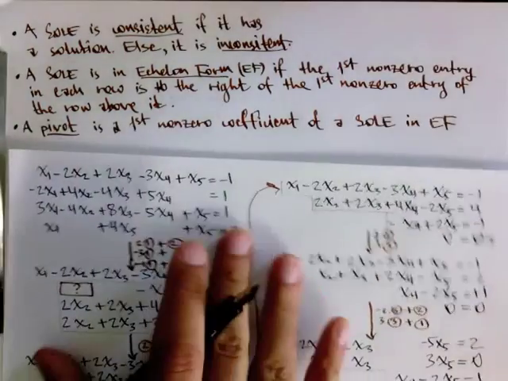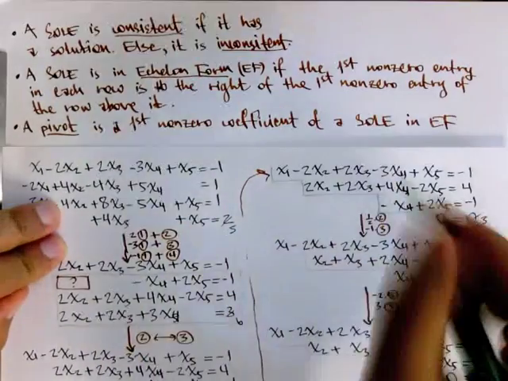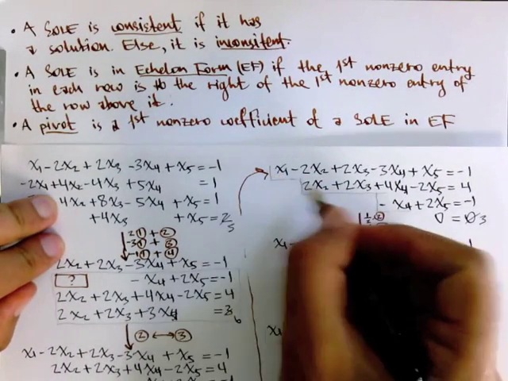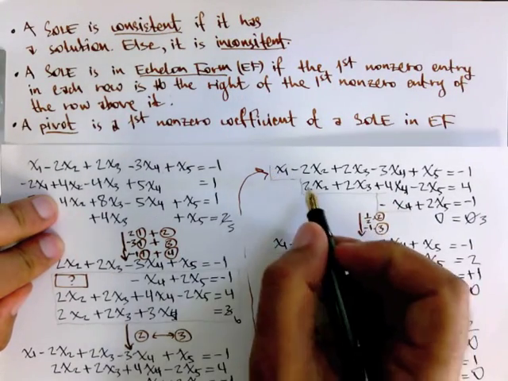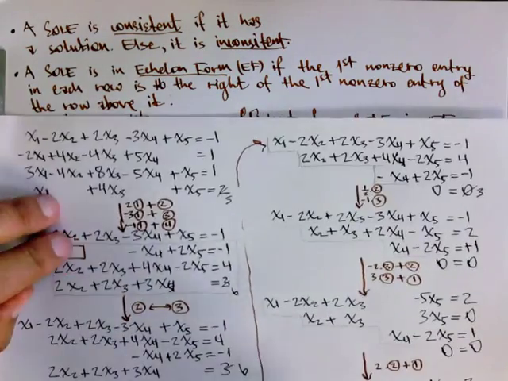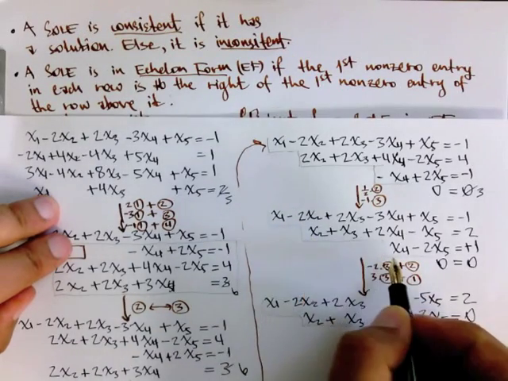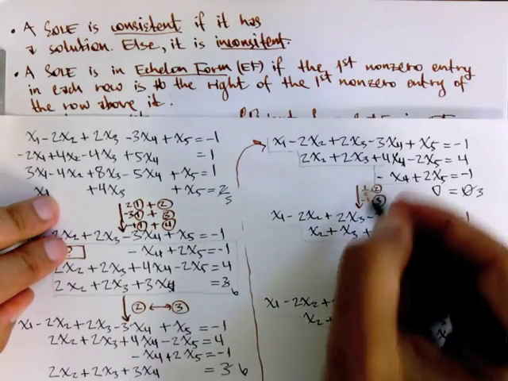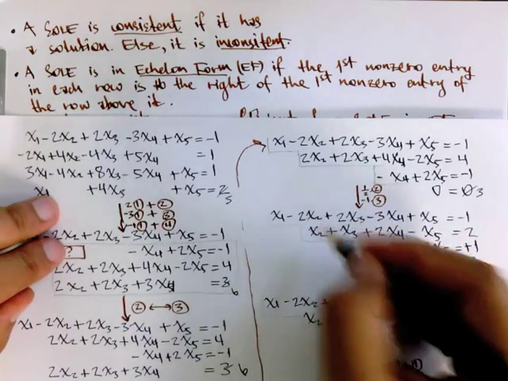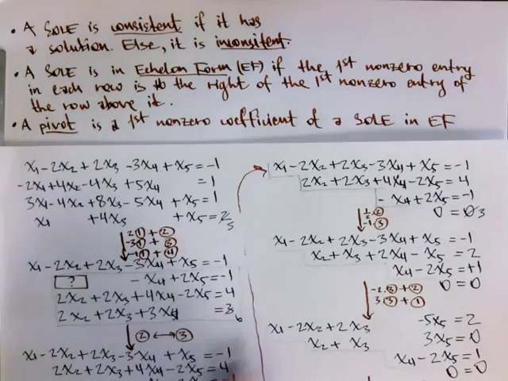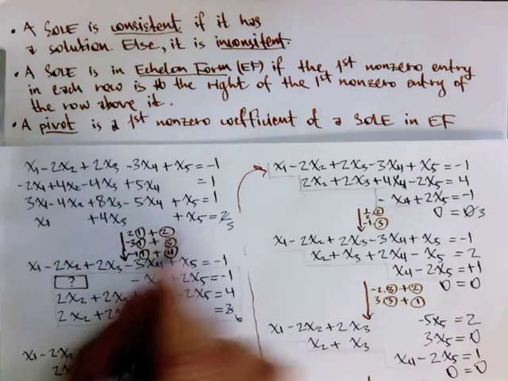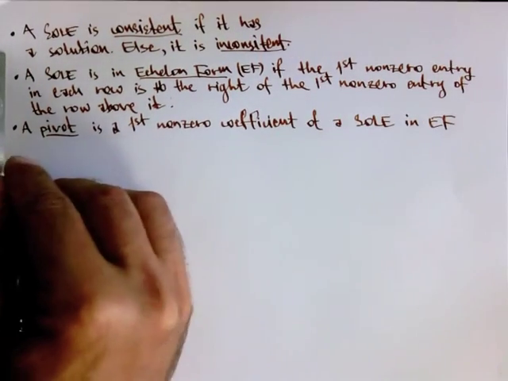Here our system is in echelon form, and so we look at the first non-zero entry in each row. The 1, 2, and negative 1 are pivots. The next system is also in echelon form, but all the pivots equal 1. That was in fact the point of the row operations, to force all the pivots to become 1. For the left-hand side systems, we can't speak of pivots yet because they're not in echelon form.